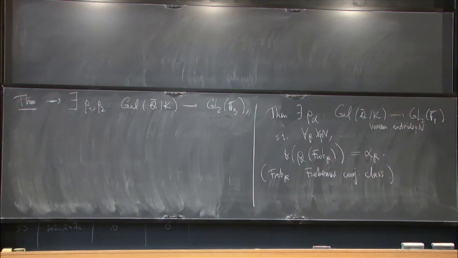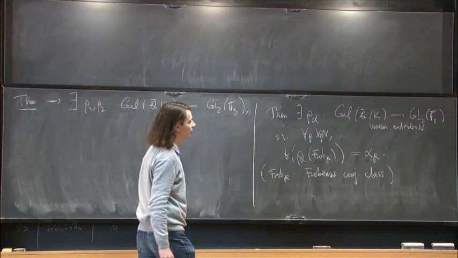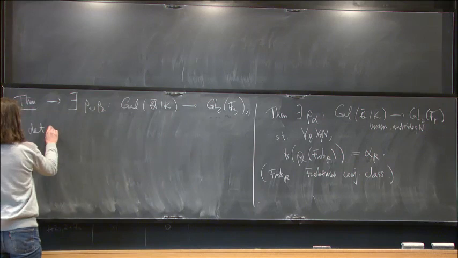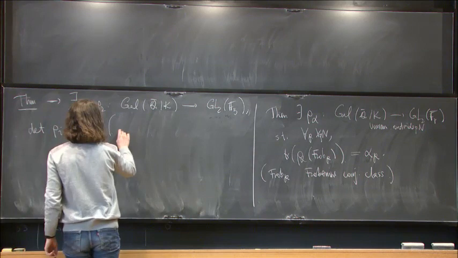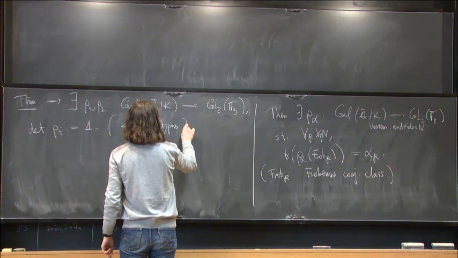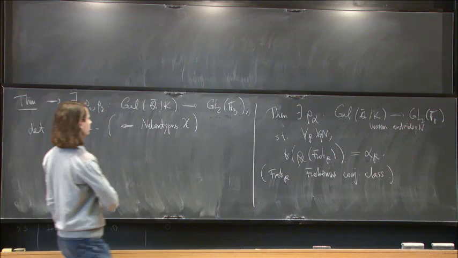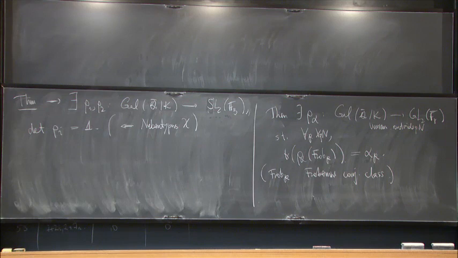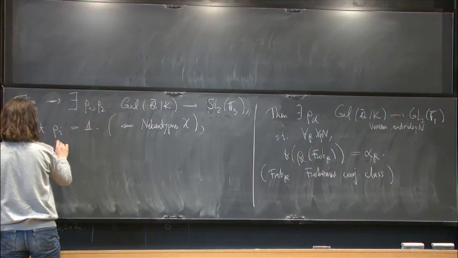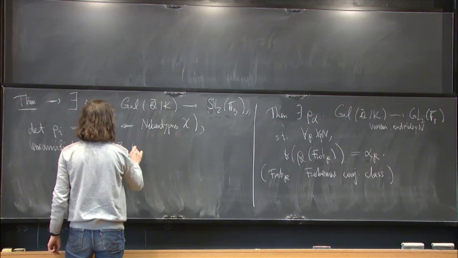As Delim was asking, I can identify the determinant of this representation. Because I fixed this Nebentypus chi, actually the determinant of this representation will be trivial. So actually, they are mappings to SL2 F3, and they are unramified outside 3 and 61, and which has this property for the Frobenius eigenvalues.